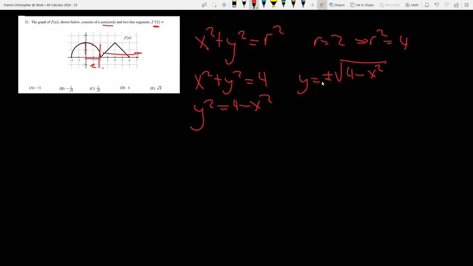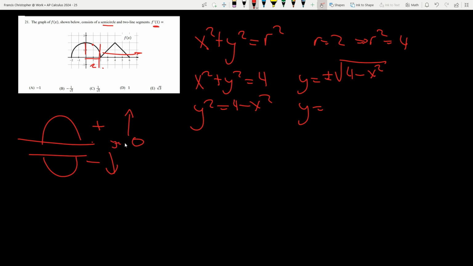Notice that we don't actually need to account for the negative because this is half of a circle, right? This half is the positive version of the square root, and this half is the negative version. It's positive because all of the y values are above 0 here, and this is negative because all the y values are below 0. So we can confidently and rigorously say that y equals the square root of 4 minus x squared.